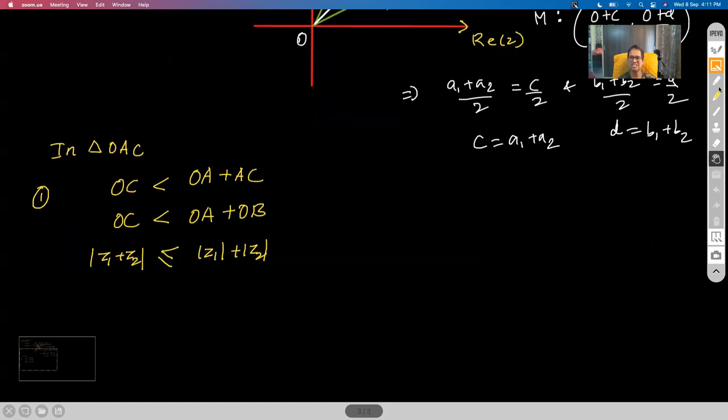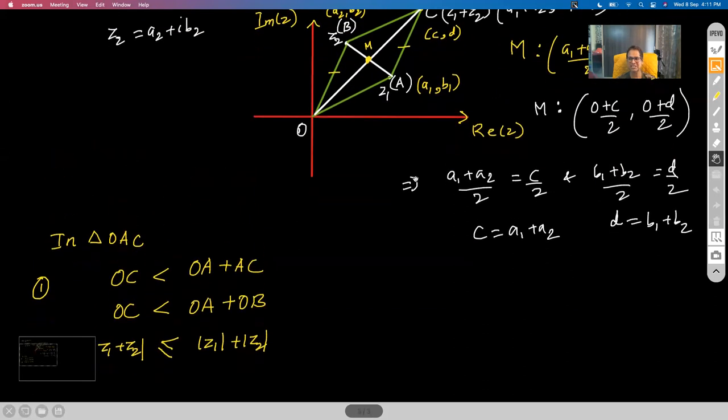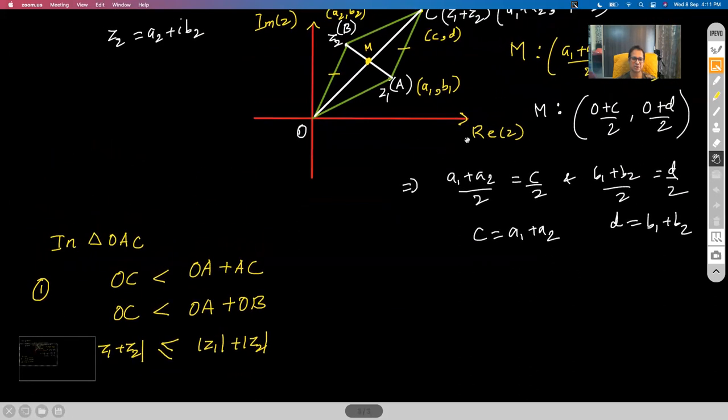So please note down, this is one of the triangle inequalities. I'll call it result number one. This is a triangle inequality which comes directly from your geometrical understanding of the Z1 plus Z2 operation.